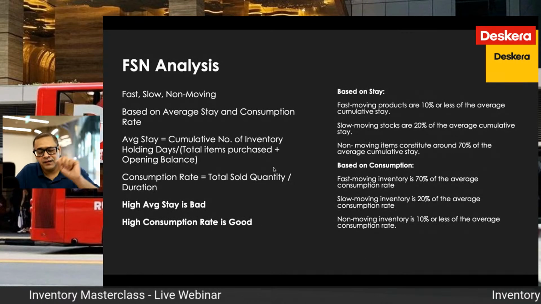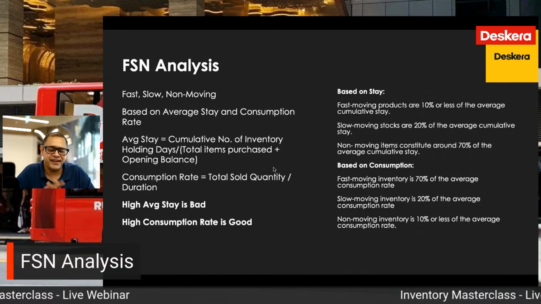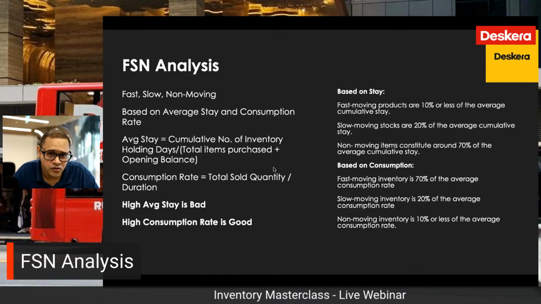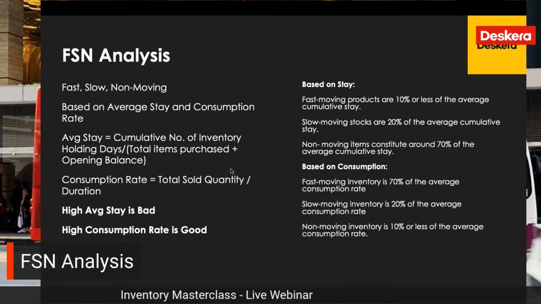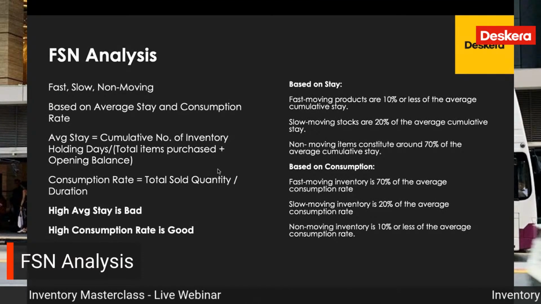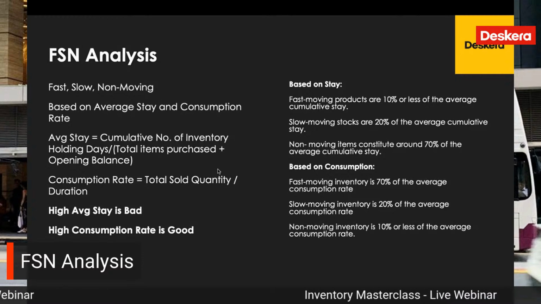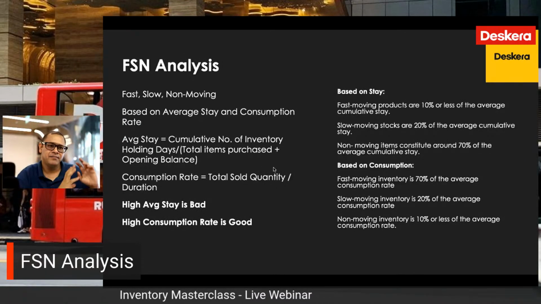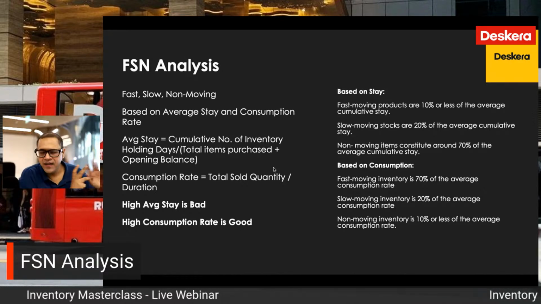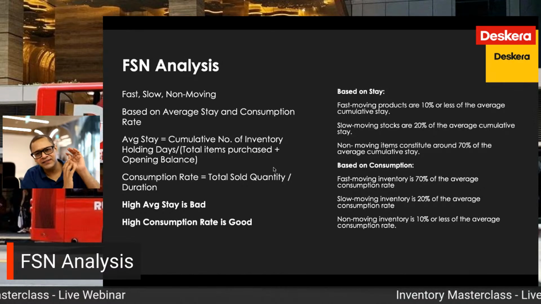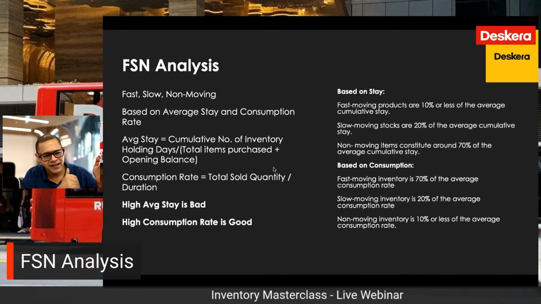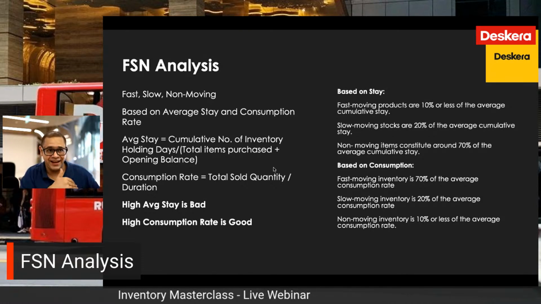Then the next step would be doing an FSN analysis. So what is FSN? FSN stands for fast, slow, and non-moving, right? How do you do this though? Correct. What you do here is that you do a fast, slow, and non-moving analysis based on two parameters here. Basically, it's something similar to ABC, but you first rank all your items or products based on the average stay.